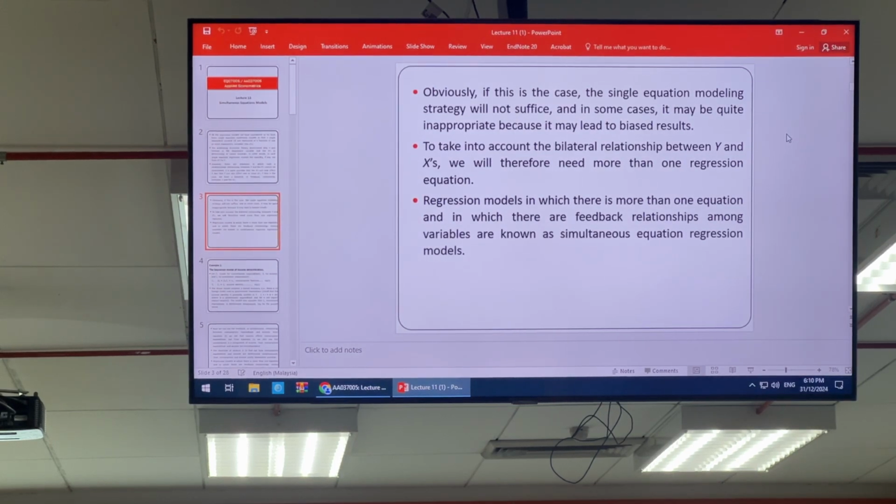Obviously, if this is the case, the single equation modeling strategy will not suffice, and in some cases, it may be quite inappropriate because it may lead to biased results. To take into account the bilateral relationship between y and the x variables, we will therefore need more than one regression equation. Regression models in which there is more than one equation and in which there are feedback relationships among variables are known as simultaneous equation regression models.